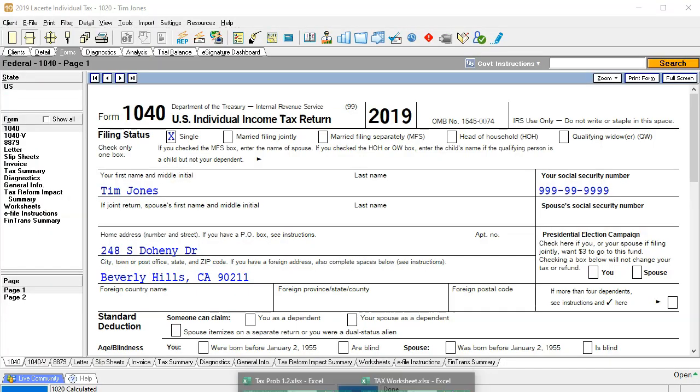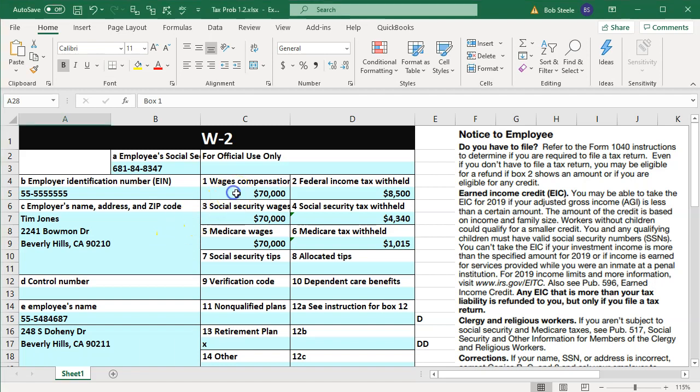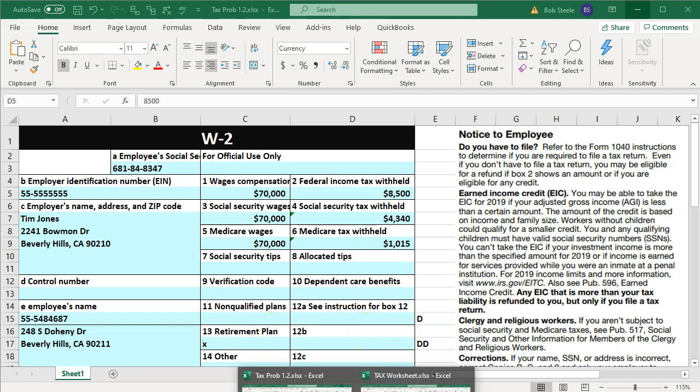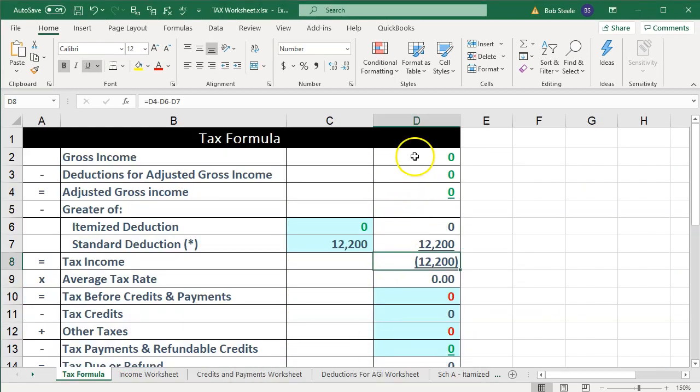So here's going to be our source documents. We're starting off with the W-2. Now remember, on the W-2, the wages and the federal income taxes, boxes 1 and 2, are the two that are going to have an effect on the federal income tax return generally. Therefore, those are the ones we're looking for. Box 1, 70,000, box 2, 8,500. So if we go to our worksheet, here's going to be box 1, the gross income. It's going to be going up.